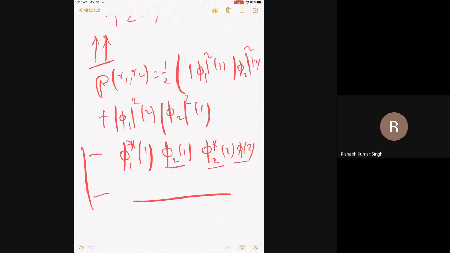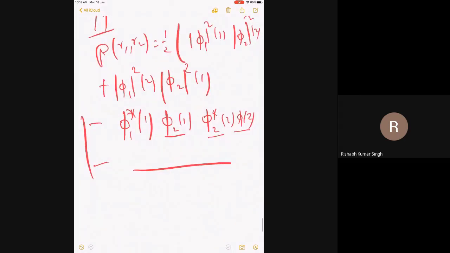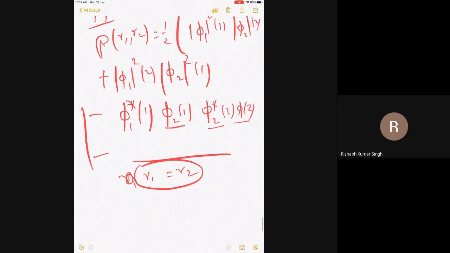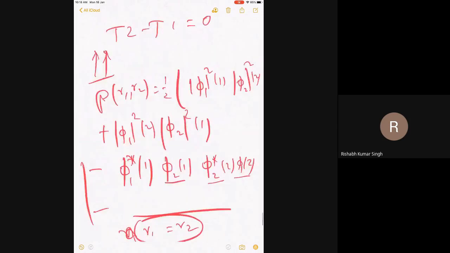Yes, sir. Now the very, very important part. If I now make R1 equal to R2, that means the space coordinates 1 and 2 are also the same. Please look at it very, very carefully, and analyze the case of the parallel spin. What happens to P R1 R1? Can you quickly tell me?